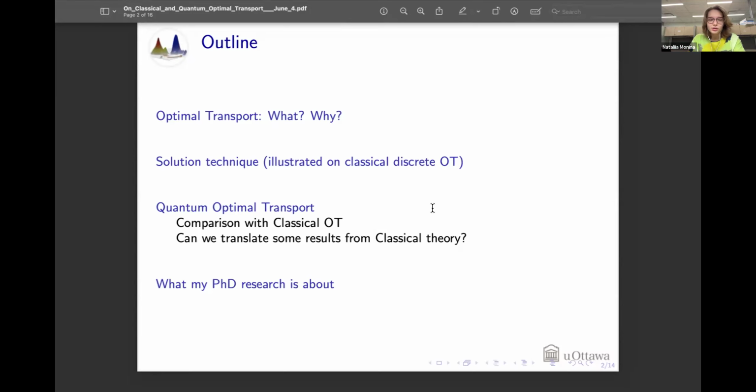And later, I'm going to introduce quantum optimal transport, what it is, how it is related to classical optimal transport, and what results we can translate directly from the classical theory to the quantum theory, which is non-commutative. And then in the end, I'm going to briefly talk about my PhD research. So what am I actually doing? This talk is not really going to be about my results. My results are in the papers, but I'm going to talk about the topic and why it is important.